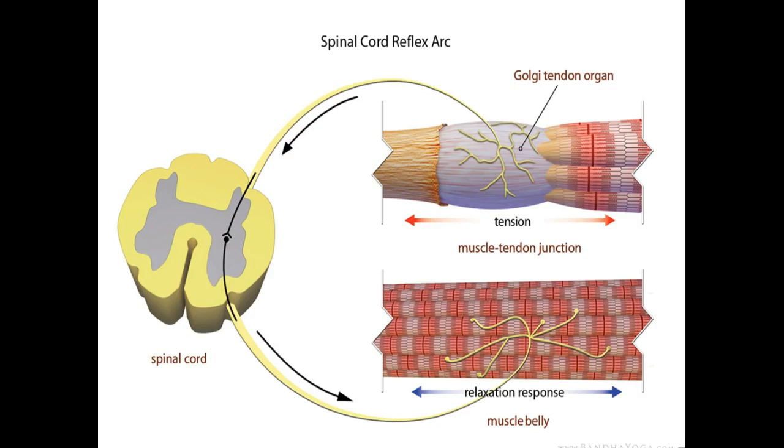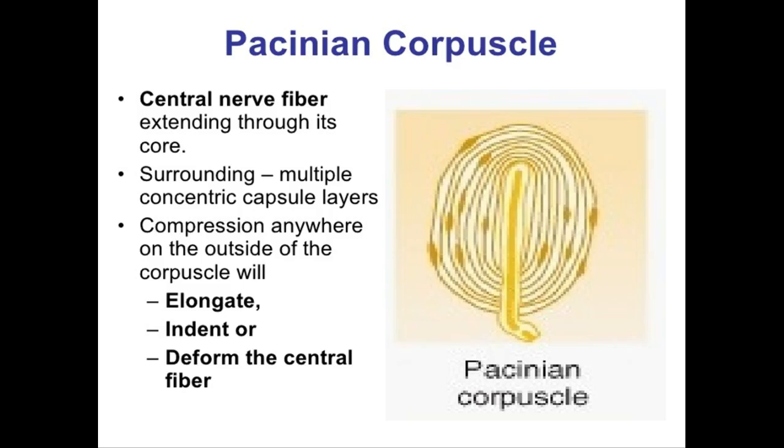So this is the spinal cord reflex arc. So here you can see feedback from the Golgi tendon organ going into the spinal cord, coming out, the relaxation response of the muscle. Pacinian corpuscles, the central nerve fibre extending through its core, surrounding it the multiple concentric capsule layers. So compression anywhere on the outside of the corpuscle will elongate, indent or deform the central fibre.